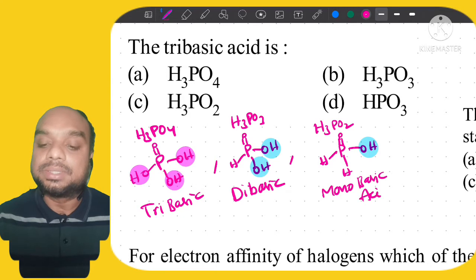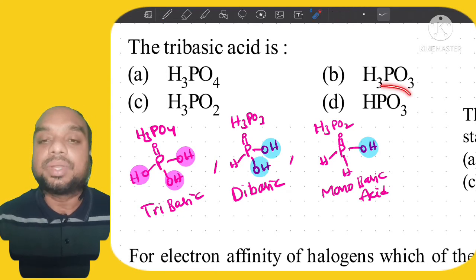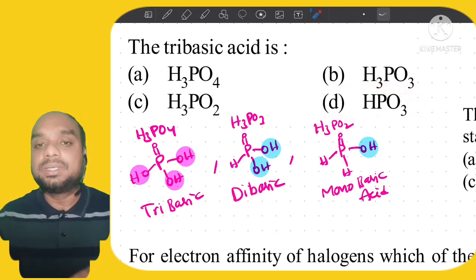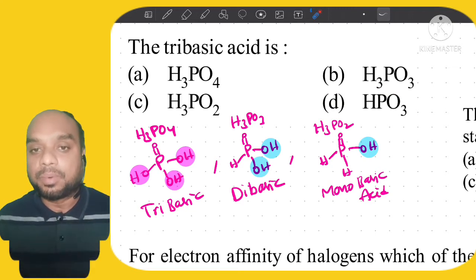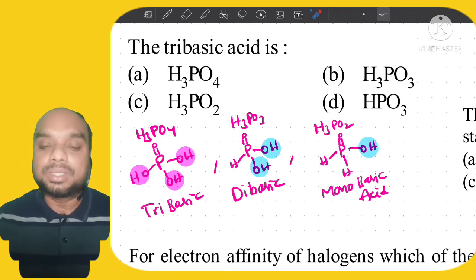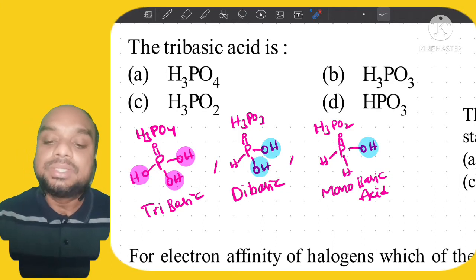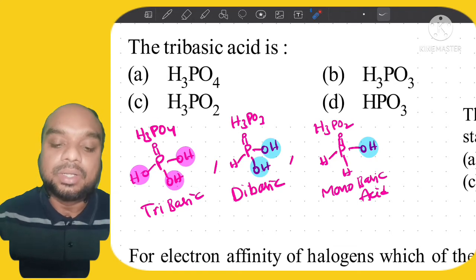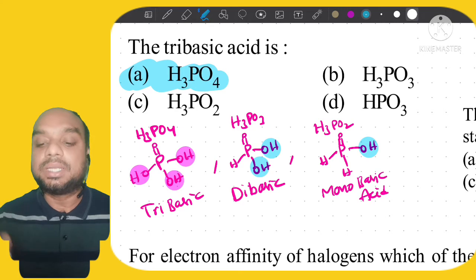Monobasic acid like this. And the fourth one, metaphosphoric acid. Here it won't exist as a monomer. Generally we will take it here. Trimetaphosphoric acid, that substance we will take. We don't draw the structure in these three, which is a tribasic acid, this one. So the answer is option A, H3PO4.